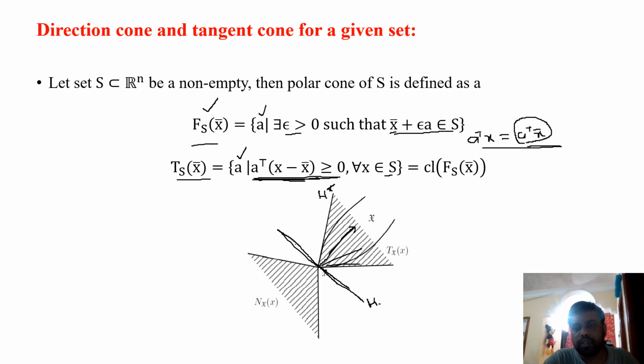So this one is your supporting hyperplane at x bar in the direction of d. Take a particular direction d. In the direction d, we can easily observe that this set is in the positive half space. Such a collection of directions forms a cone. That cone we call the tangent cone.